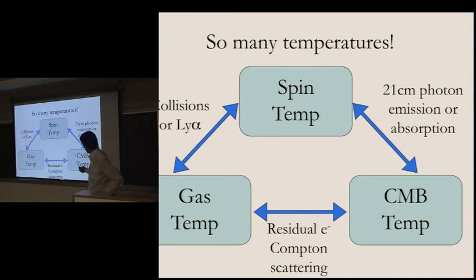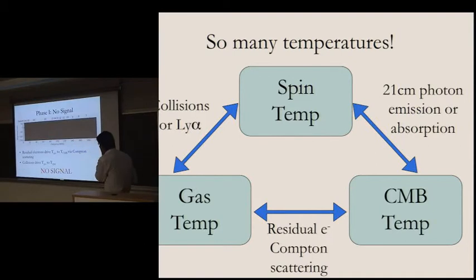For instance, you can imagine that the spin temperature is directly coupled to the CMB, right, just by absorption or emission of 21 centimeter photons. You can also imagine, for instance, that collisions, right, between hydrogen atoms can cause collisional excitations or de-excitations of the hyperfine state. And what drives the process initially is residual electron scattering, residual Compton scattering of electrons. So let me explain that.